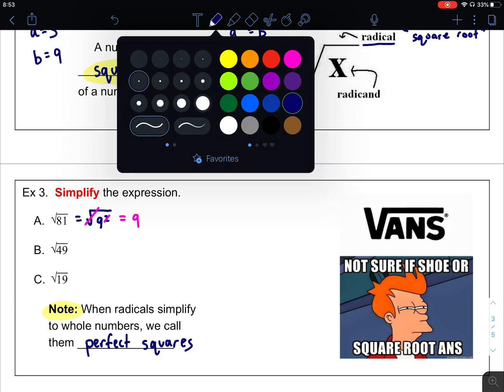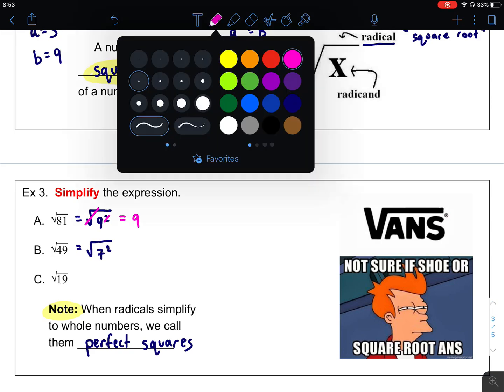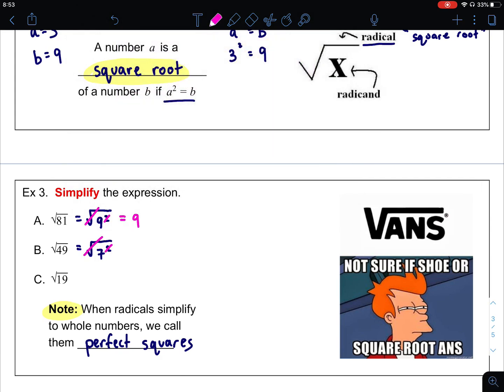Okay, let's do it again. The square root of 49, we know that that's a perfect square. It's 7, right? But what's happening behind the scenes is if we break that into 7 squared, then the radical is canceling with the squared, and we get 7. And now this last one, 19 is not a perfect square, right? We cannot break 19 down under the radical into something squared. So this is actually fully simplified already as the square root of 19.